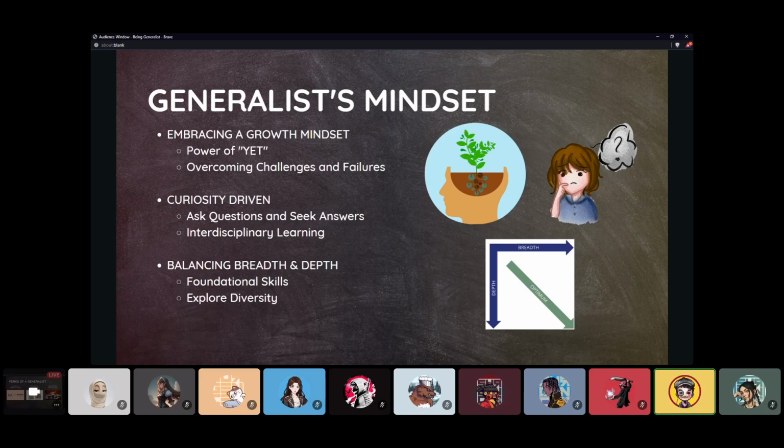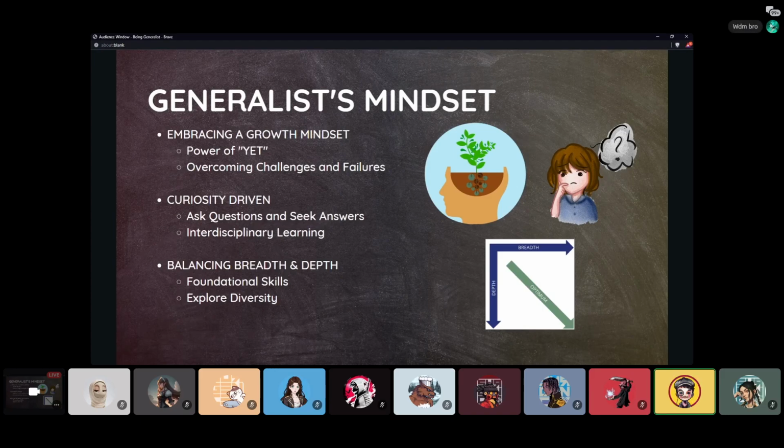The third one of the generalist mindset is balancing breadth and depth. This is very critical, right? Because you have to balance this, and it is crucial because it enables a holistic and adaptable approach to solving a certain problem or providing solutions. Striking a balance ensures versatility, innovation, and the capacity to navigate a wide range of scenarios while still possessing the proficiency to excel in specialized areas. So we can say that this should be balanced.